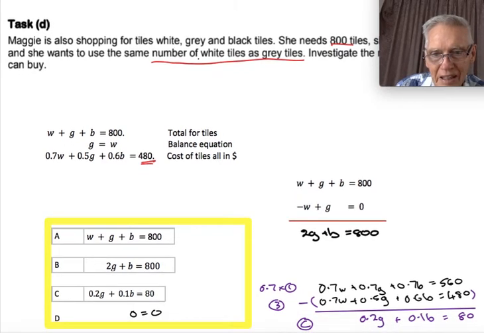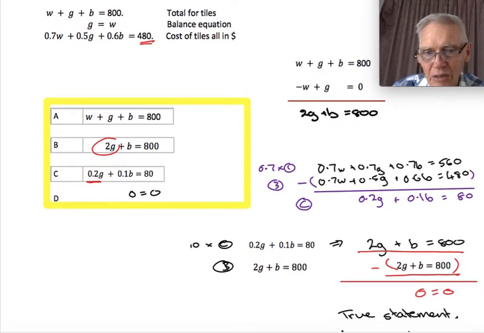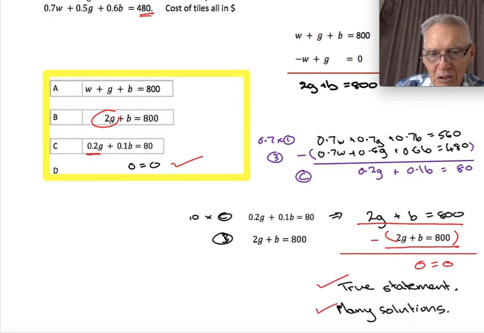So that's C. Now to get D, we have to combine B and C. So if we have a look at B, here we've got to multiply C by 10, because when I go 10 times that, it gives me the same number as the 2G there. So I multiply equation C by 10, and it gives me 2G plus B equals 800. We take away 2G plus B equals 800, and we get 0 equals 0. That is a true statement. Because it's a true statement, there are many solutions. This is called consistent. When there are many solutions, it's consistent answers.